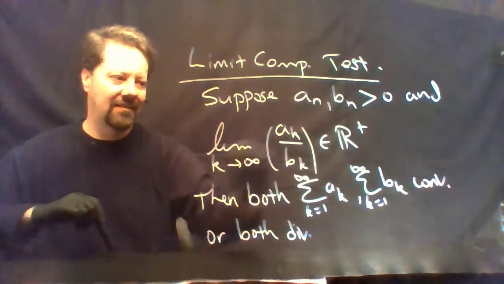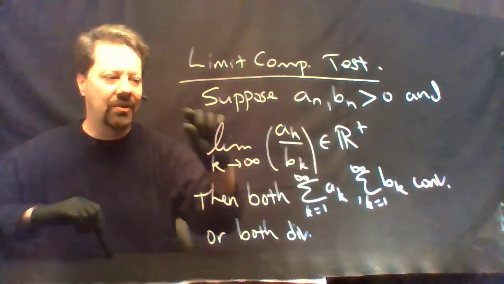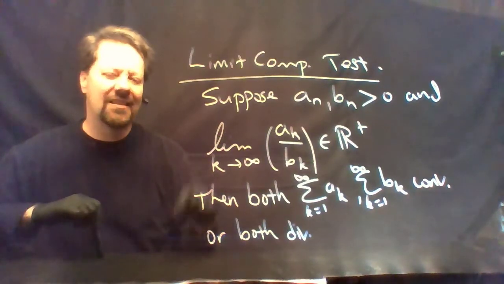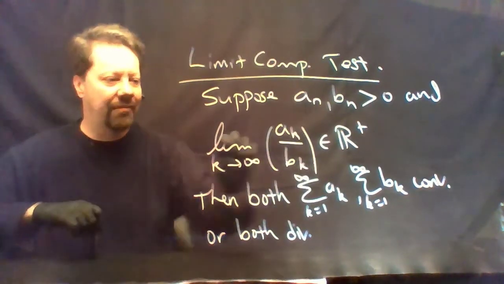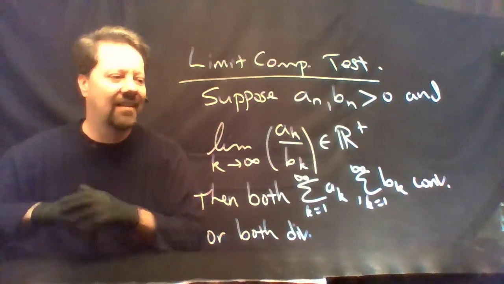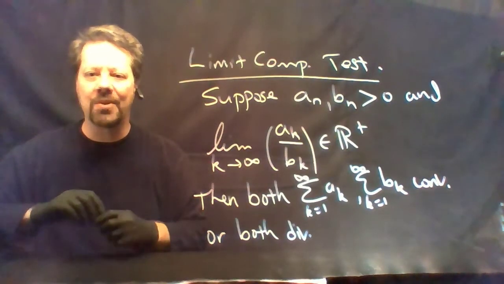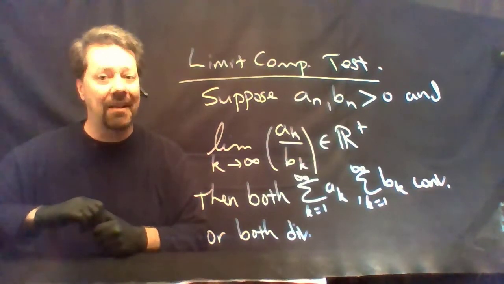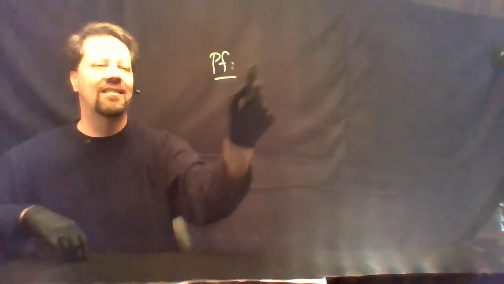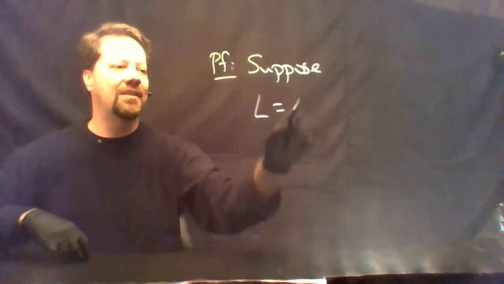You can think of it this way. If this limit ends up being some positive real number, then these series go to zero at a rate that is off by just some factor, whatever the value of the limit is. So the two series will go to zero at essentially a proportional rate. That means both converge or both diverge. Now let's prove this. Suppose L is the value of that limit.